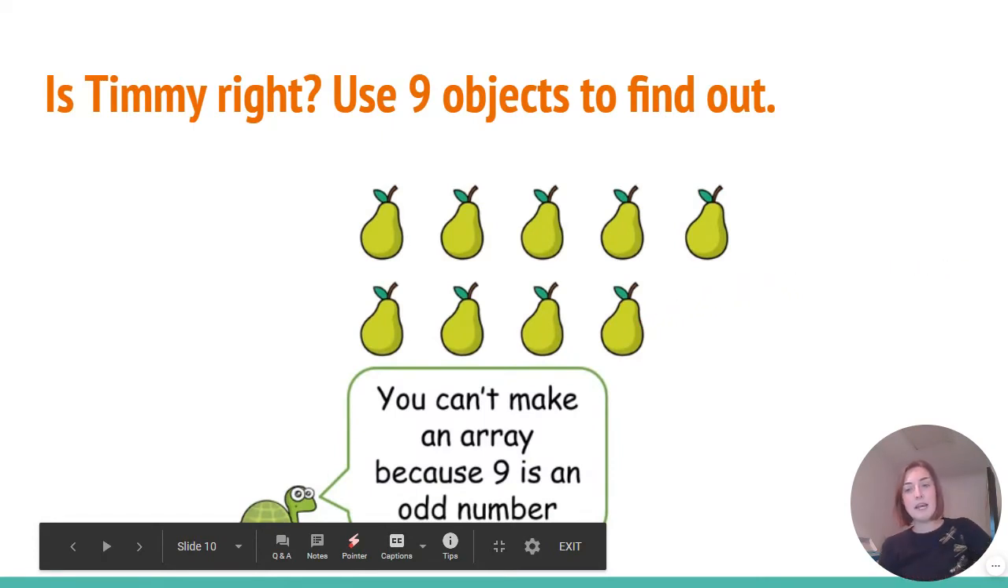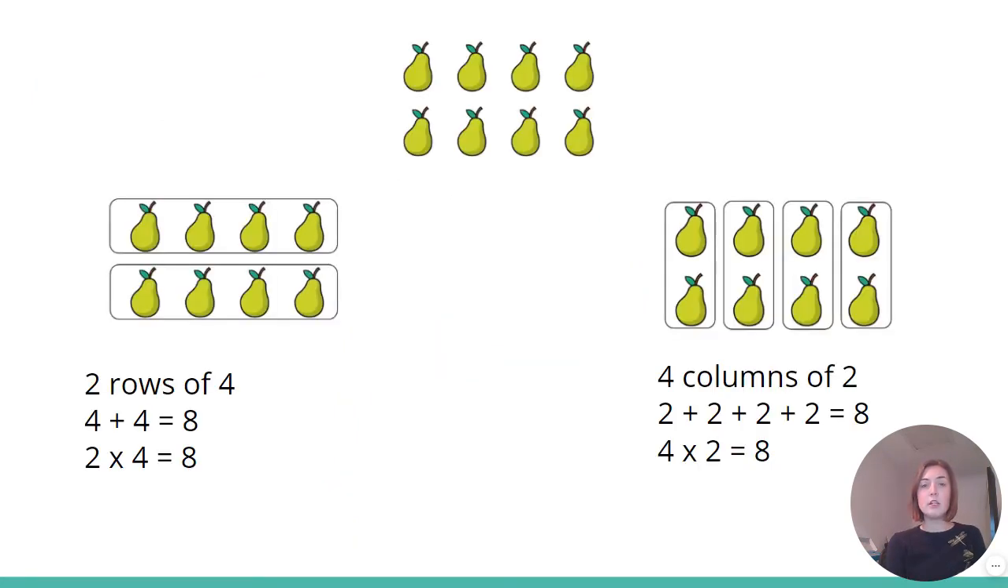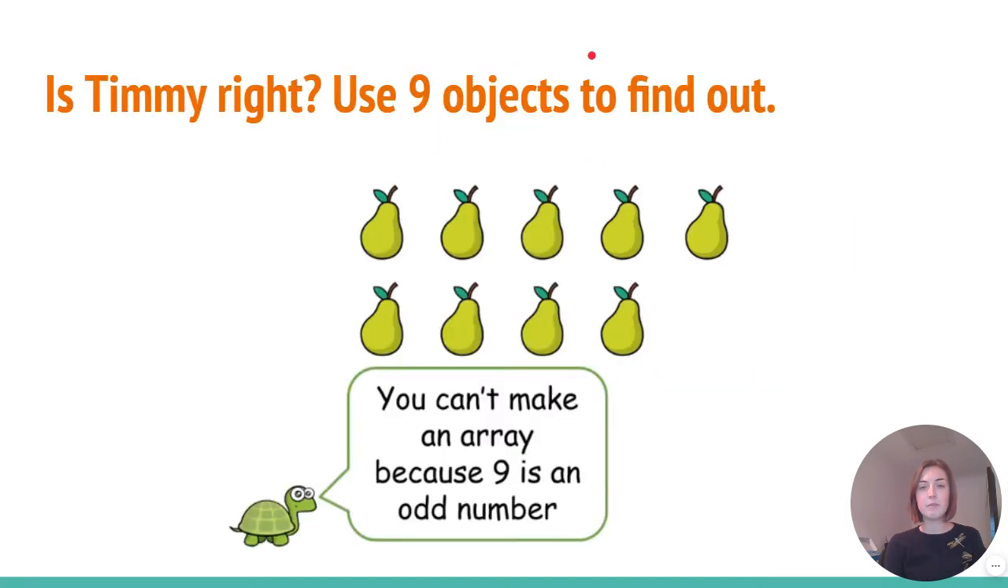This is Timmy. Timmy likes to help us with our maths sometimes. You've probably seen him before. And he says that you can't make an array out of these pairs because 9 is an odd number. So he's taken this array and he's added 1 pair to the edge, and he says that that's not an array because it's an odd number. So I want you to get 9 objects, pause the video and see if you can make an array out of 9 objects.